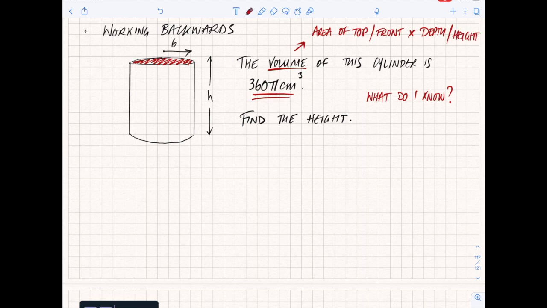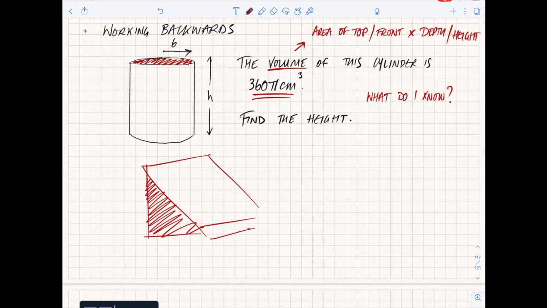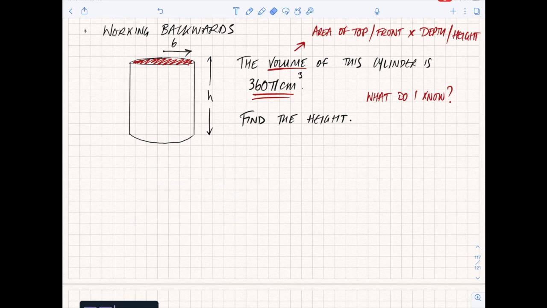Now that will work for any shape. So for example, if we had a triangular prism like this, you'd find the area of the front, so area of a triangle, base times height divided by 2, and then you times it by how far back it goes, okay? So it's worth getting your head around area of shapes. You'd also see it written online elsewhere as area of the cross section, and the cross section is basically what I'm saying there. It's that top shape.